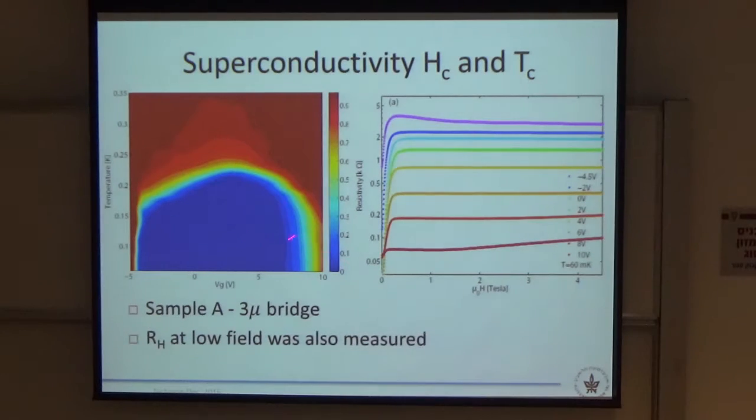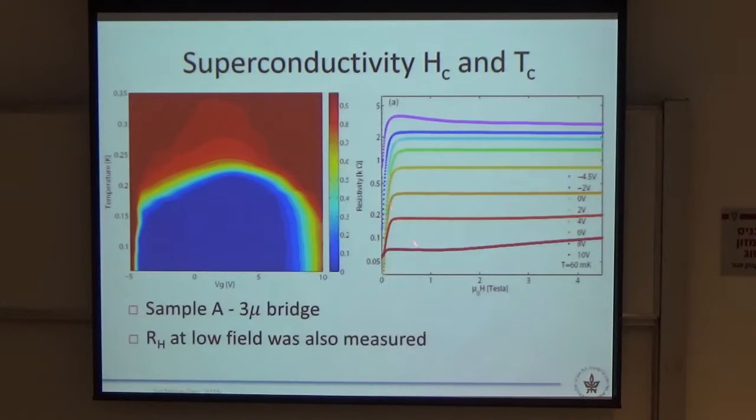Okay, so this is the superconducting dome in our device. It's a small bridge, so it's very efficient. And here we have high resistance and voltage, so quite a narrow gate voltage range. And here you have superconductivity, this is zero resistance. And basically this is DC, this yellow line.